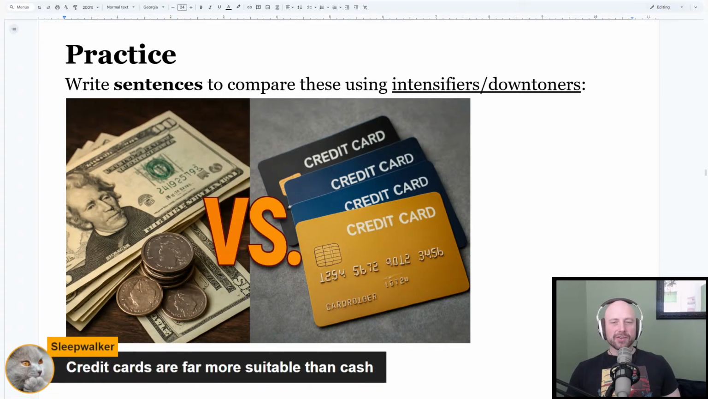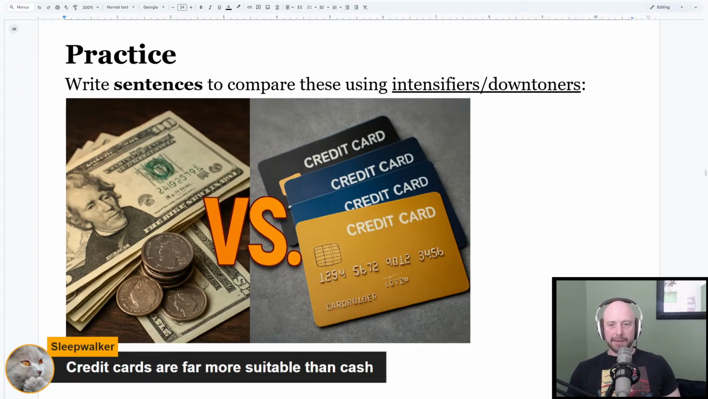Credit cards are far more suitable than cash. Suitable doesn't quite work here as an adjective, because with suitable, we really need there to be a specific situation to say why it's made suitable. I think what you're trying to get at is convenient. If it was in context, it might make a bit more sense. Like if we say something like, during the pandemic, credit cards were far more appropriate than cash.